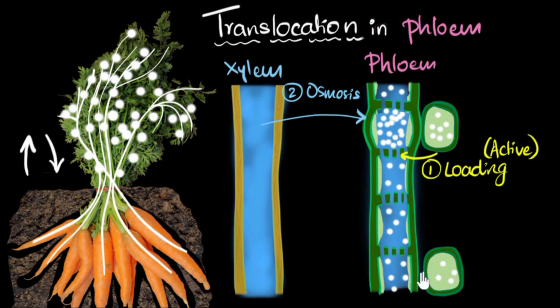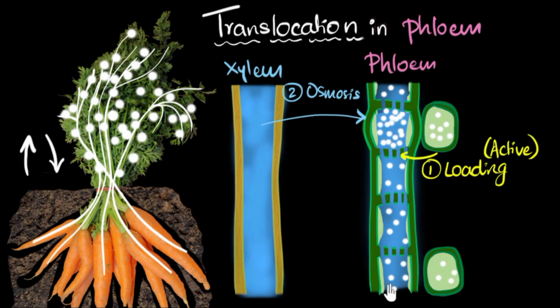And where do you think is the pressure lower? The pressure is lower where there is less sugar concentration, right? Because if there's less sugar concentration, there will be less water over here. And that's exactly where you need to send your sugar molecules. So if on the top there is a cell which has very low sugar concentration, automatically that part will have low pressure, automatically the sap will move up.